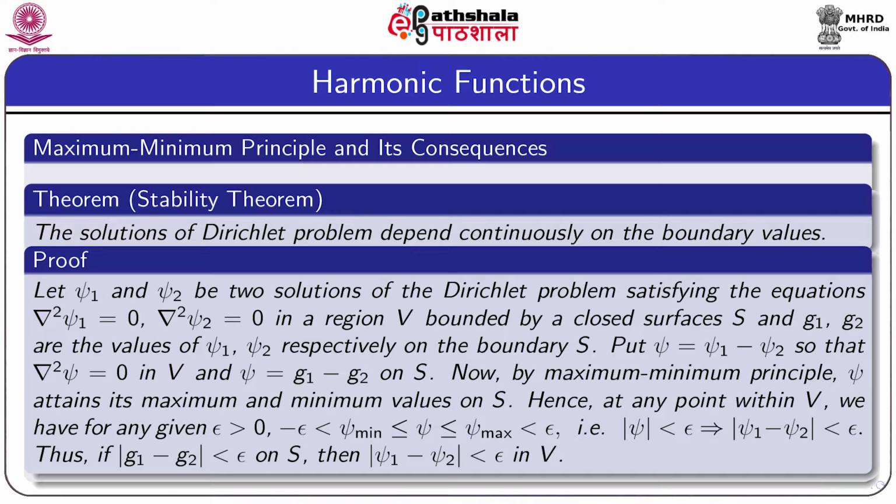Or in other words, we can say that if |g1 minus g2| is less than epsilon on S, then |psi 1 minus psi 2| will be less than epsilon in V. So, it says that the solution in V depends on the boundary conditions, which is in this case |g1 minus g2|. In this way we prove this theorem: the solution of Dirichlet problem depends continuously on the boundary values.